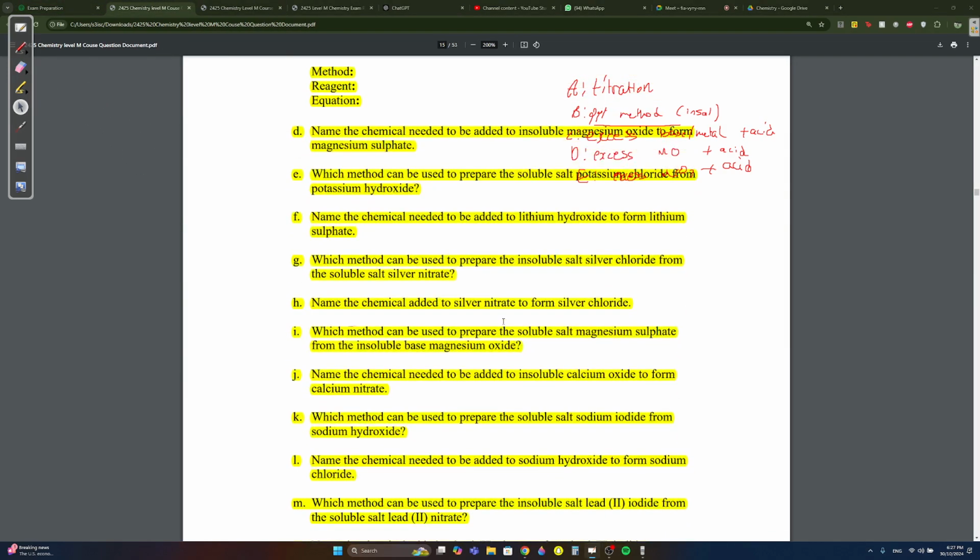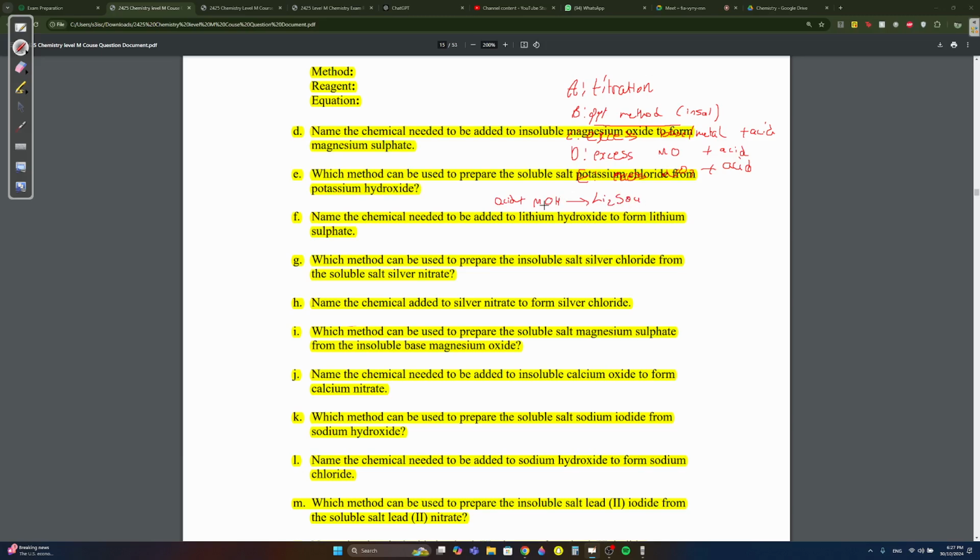F, name the chemical needed to be added to lithium hydroxide to form lithium sulfate. Okay. Again, lithium hydroxide is your metal hydroxide, right? What do you add to metal hydroxide? You always add an acid to produce what? Lithium sulfate. So lithium sulfate, it's going to be Li2SO4.